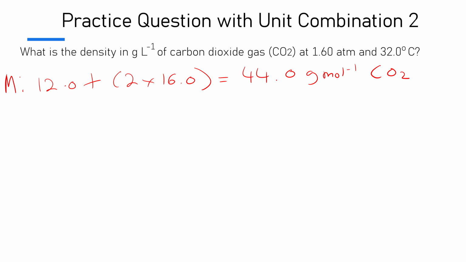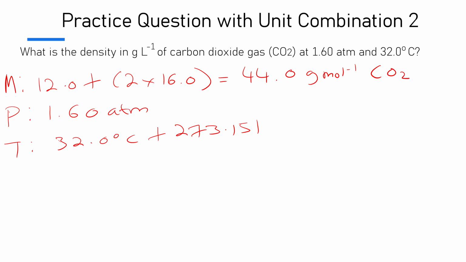Okay, next we go through the question to see what variables we have been given and the values, and see if we need to convert any to allow us to have the units we need for this unit combination. So we've been given our pressure in atmospheres, which is what we want. So we have 1.60 atmospheres for pressure. For temperature, we've been given 32.0 degrees Celsius. We don't want Celsius, we want Kelvin. So we add to that value 273.15 Kelvin to get an answer of 305.15 Kelvin for the temperature in the system.